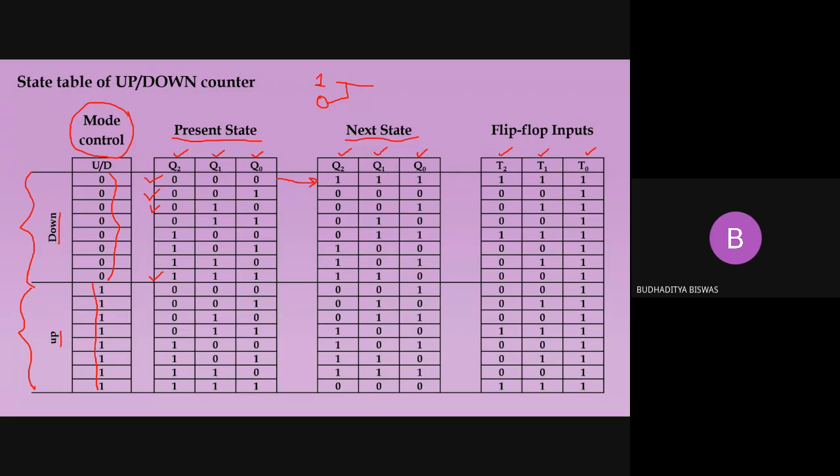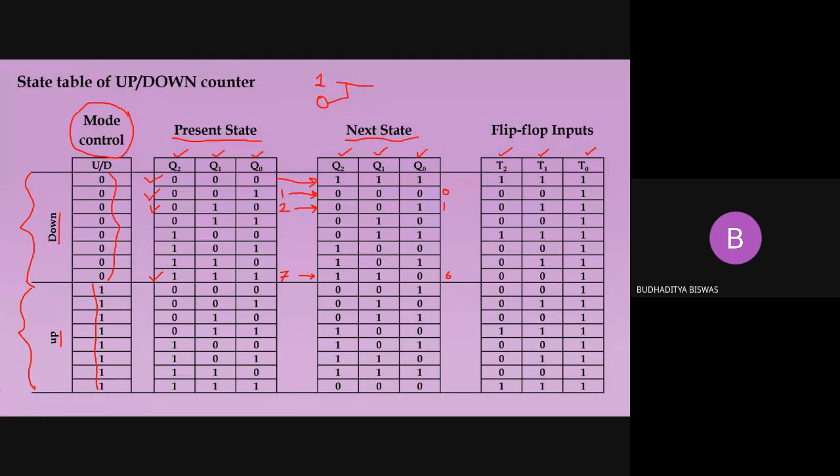Now in the present state this is equal to 1. So after 1, it will go to what state? It will go to the 0 state, so 0 is written here. Then it is 2. After 2, it will go to 1, so that's why the 1 state is written here. In this way, at last, when the present state is 7, the next state is 6, so 1, 1, 0 is written at the next state output. That completes the first 8 rows.